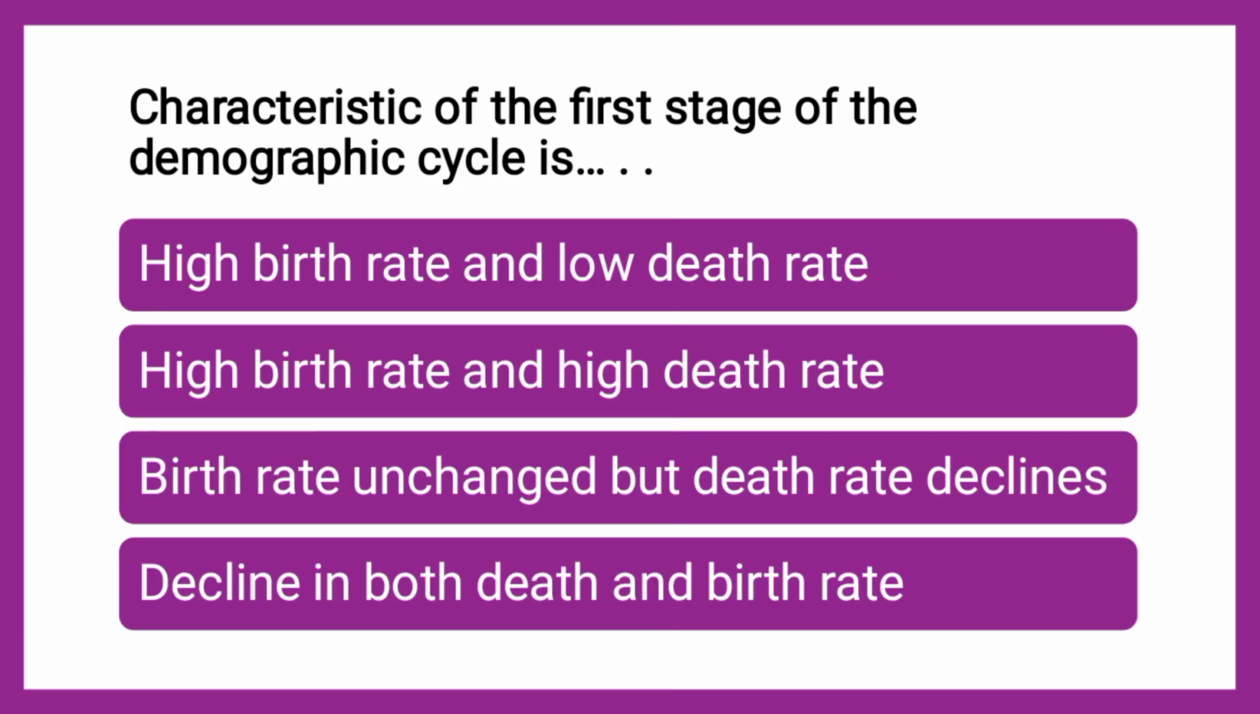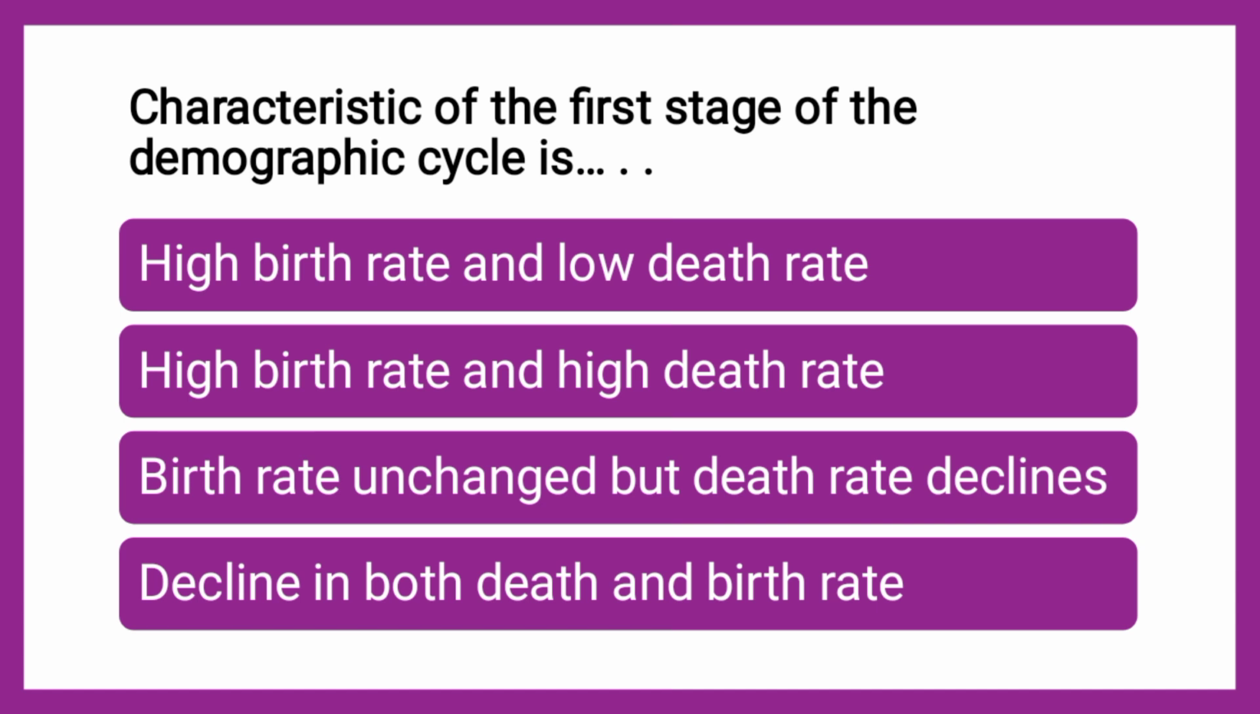Next question is, the characteristics of the first stage of the demographic cycle. We just discussed all the 5 stages in detail. So what was the characteristic of the first stage? You remember? The first stage was about birth rate and death rate. Since the first stage is known as high stationary stage, both were high and the population was constant, stationary.